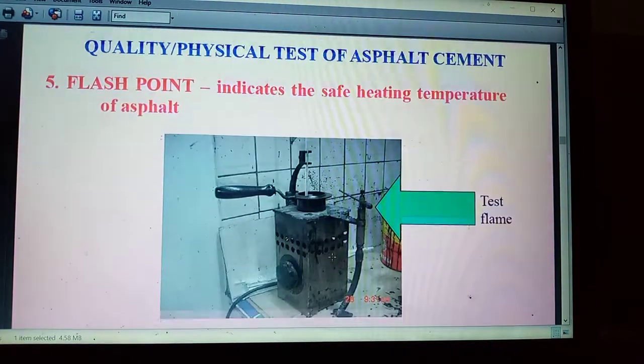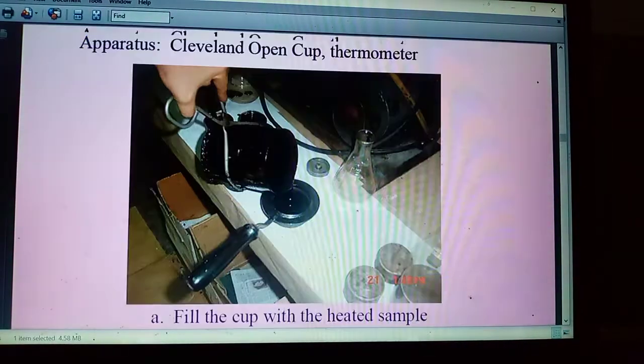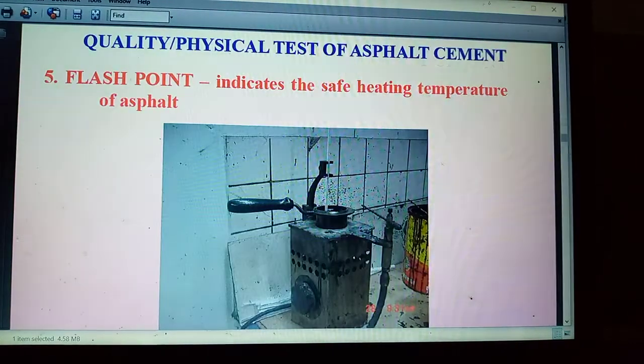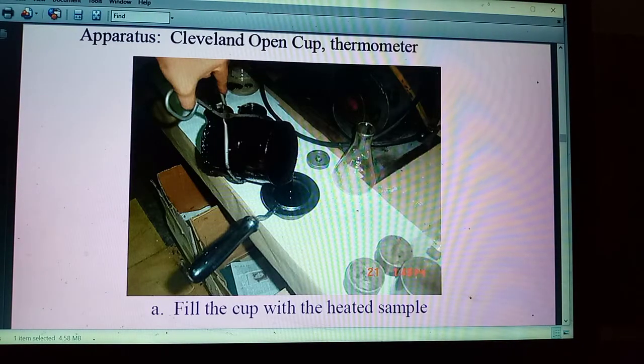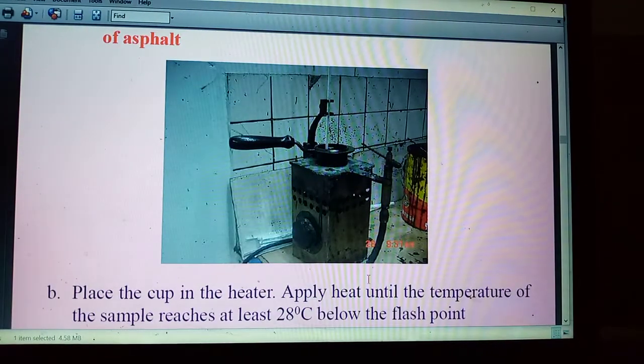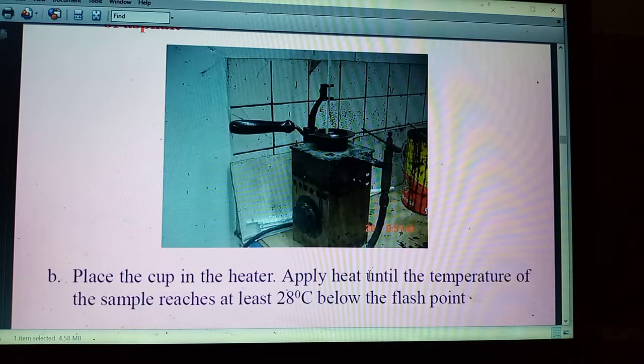So ulitin natin yung flashpoint test. So ito yung una. Gumamit ka ng Cleveland open cup, then thermometer, okay? So fill the cup with the heated sample, yung unang step. Then letter B is place the cup in the heater. Apply heat until the temperature of the sample reaches at least 28 degrees below the flash point. Okay? Yan. Minusan mo yung listed flash point niya by 28 degrees.